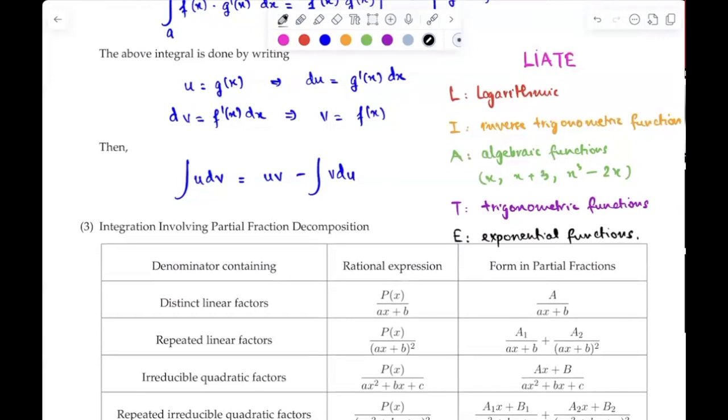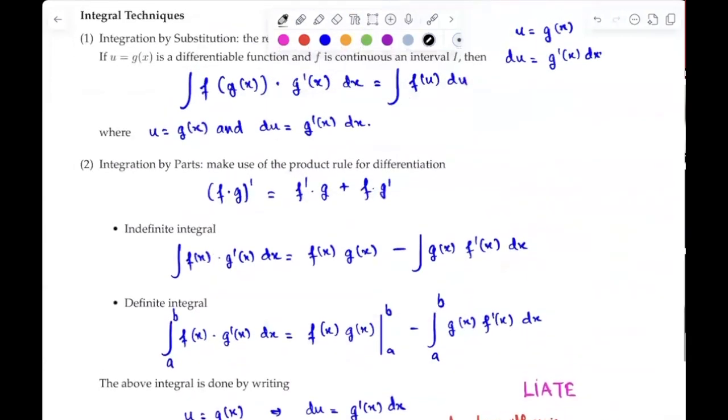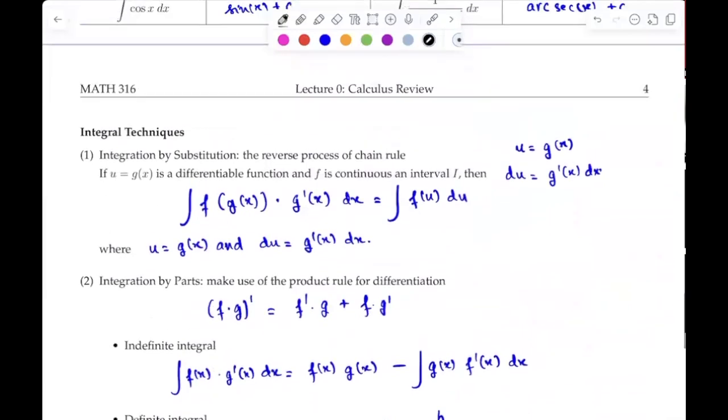Okay, so that's it for integration techniques. Again, I will talk about integration involving partial fraction decomposition when we get to Laplace transform. And that's it for this lecture, lecture 0. We talked about higher-level reviews of the techniques and concepts that you learn in Calculus 1 and Calculus 2. So let me stop right here for the first lecture, lecture 0, and move on to lecture 1, when we talk about introduction to differential equations.